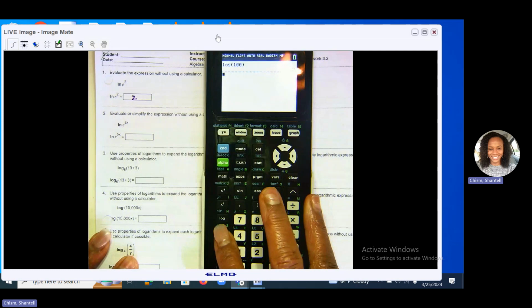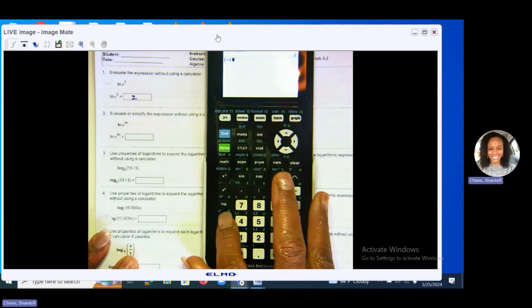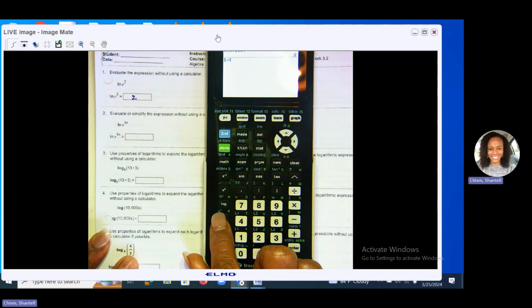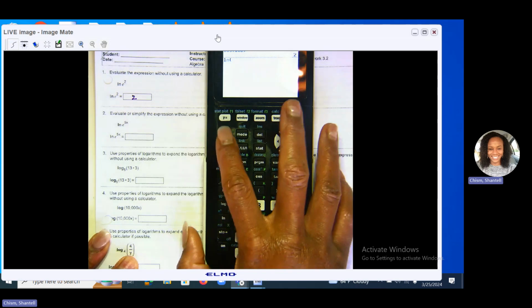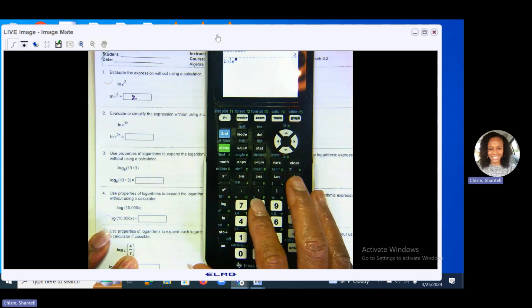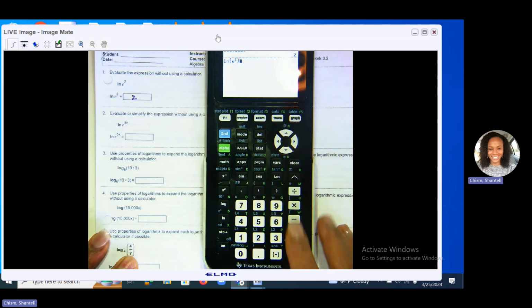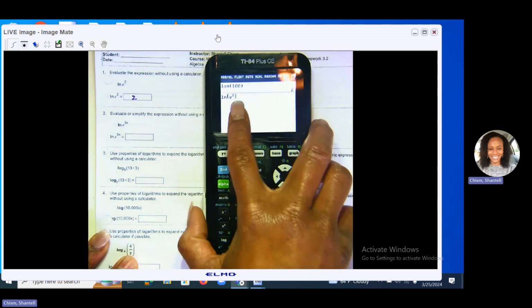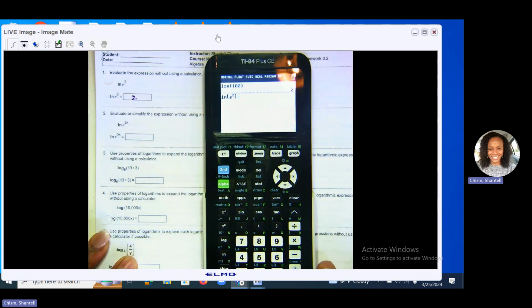Here you got ln, and then you've got e. Notice that the ln has a second function right here, the e to the x power. So to get e, you need to press second ln, and then that is raised to the second power. Okay, so ln of e squared. Yes, the calculator does impose parentheses, whereas here there aren't any, but it does not matter. The answer is 2. Okay.